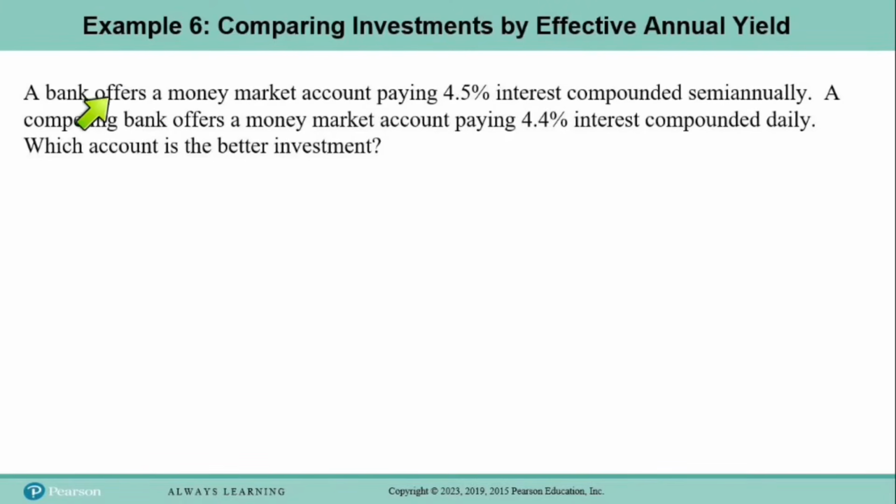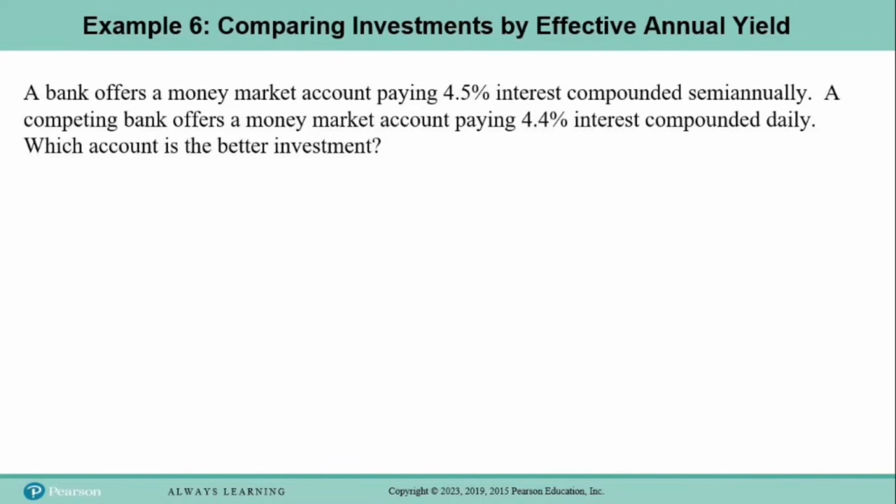Okay, here's example 6, and we'll get to compare a couple of different investments here. This says a bank offers a money market account paying 4.5% interest compounded semi-annually, and a competing bank offers a money market account paying 4.4% interest compounded daily.